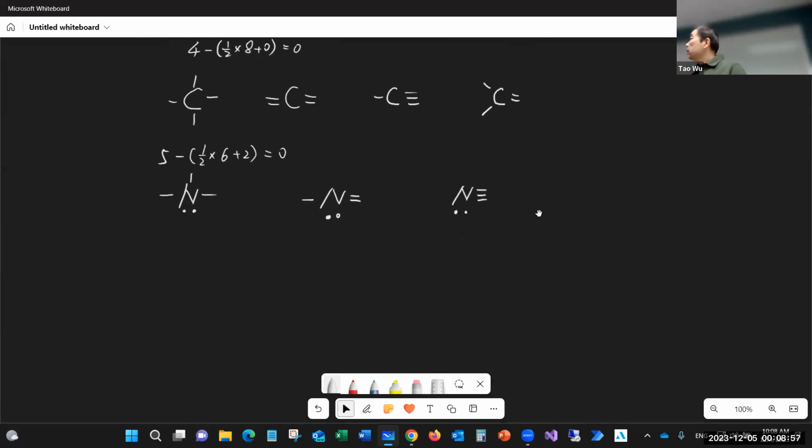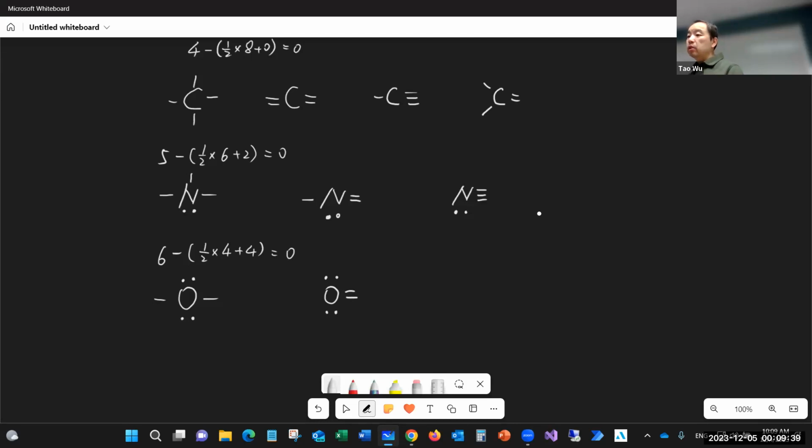That makes sense, right? Then if you're talking about oxygen, oxygen has fewer options because oxygen has 6 valence electrons. To make the formal charge 0, you're going to have 1/2 times 4 plus 4. This is the best option for oxygen. So either you can have 2 lone pairs and 2 single bonds, or 2 lone pairs and 1 double bond. Oxygen only has those 2 options.